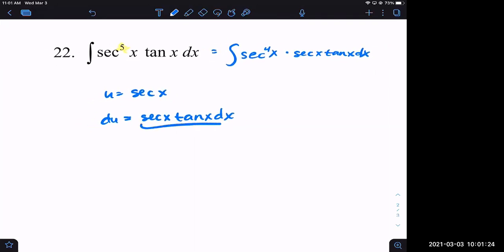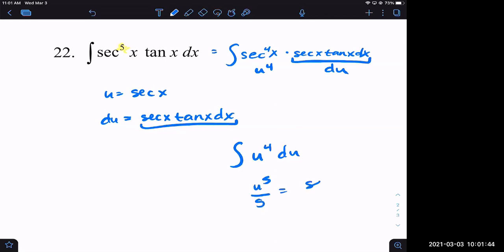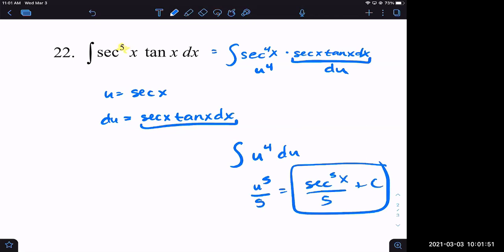But now I do have a du. So this is what's gonna be required to get that du. And this will be u to the fourth. So it's going to be the integral of u to the fourth du. Okay. Antiderivative is easy enough. We add one, we divide by the new power, plug secant back in, so it's secant to the fifth of x over 5, or you could say 1/5 plus c. So sometimes you have to get a little creative or rewrite it to make it work.